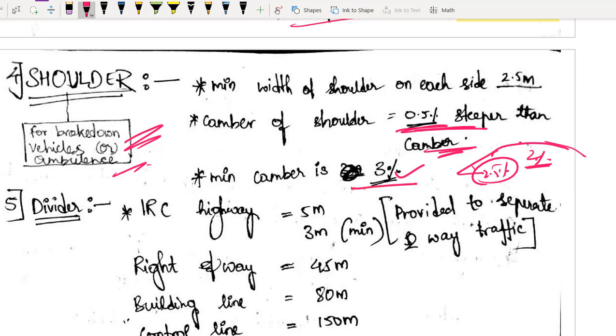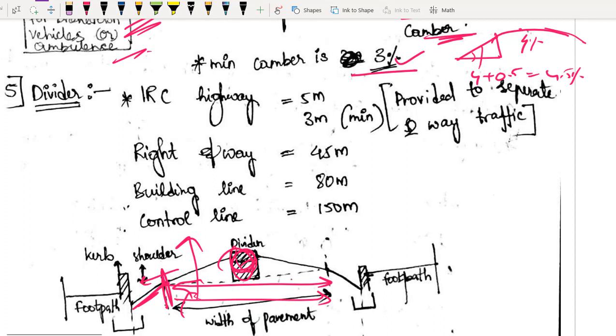I hope concept is clear for you. You will not make mistakes, you are perfect, right? Did you understand the concept? For example, for earth road, I have told you if you have an earth road, it is 4%. So what should be the camber of the shoulder for earth road? It should be 4 plus 0.5%, which will be 4.5%. Please be careful. Please be very careful. You will forget this with respect to time. So you have to practice. You have to practice 10 times or 100 times before you get that perfection, or else you will be forgetting it almost every day.